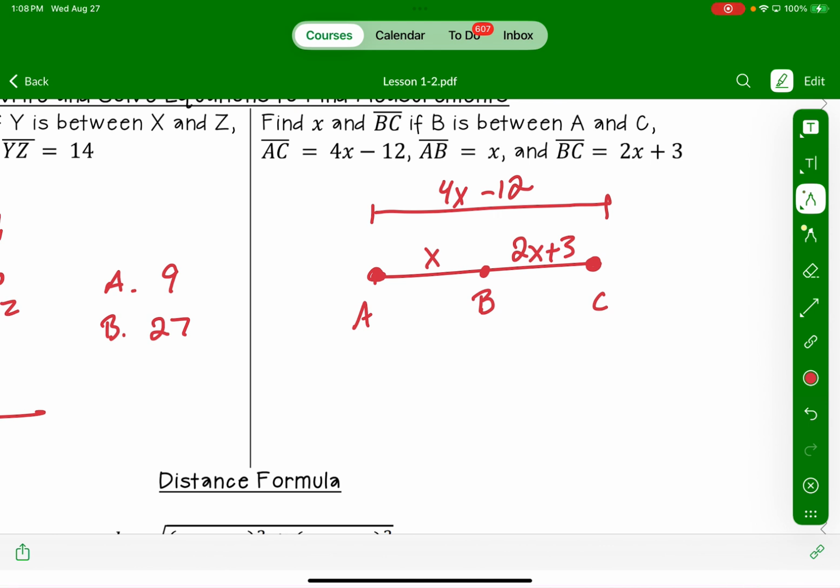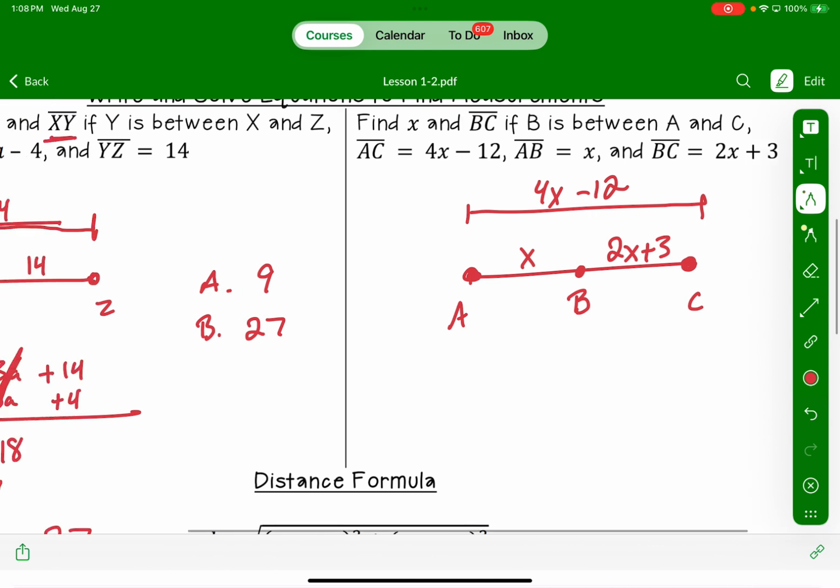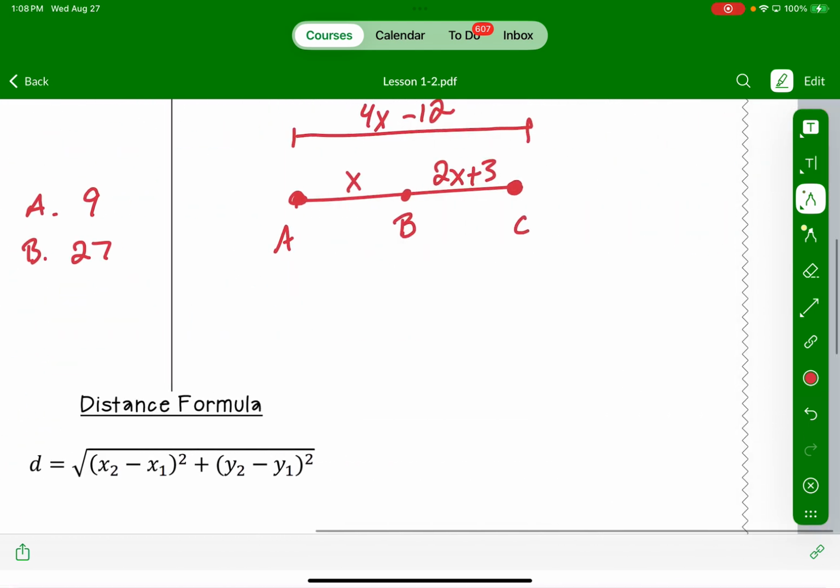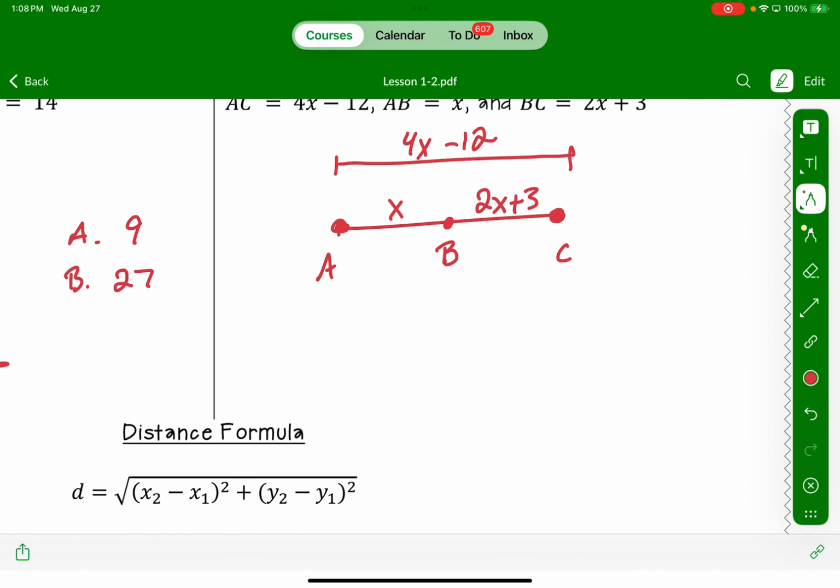All right, let me pause. We have to set up an equation, right? If we're following the pattern of the problem, we've got to set up an equation. Tell me if this is logical or not. Can I do 4x minus 12 equals 2x plus 3? No. Why does this not make logical sense? Because I've got a whole piece equals part of a piece. Does that work? No. So I've got to figure out some way to combine these two together. So keep going. See if you made that mistake. See if you can figure out how to correct that mistake.